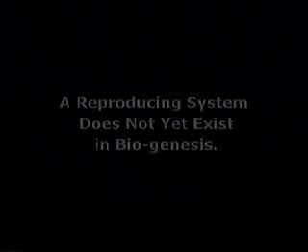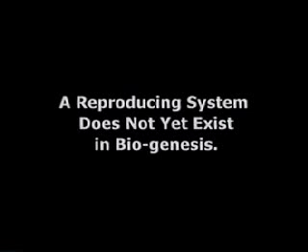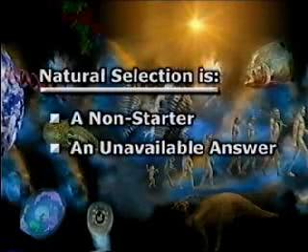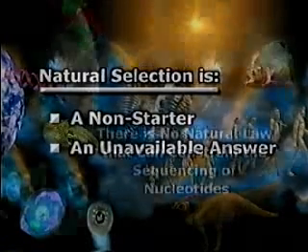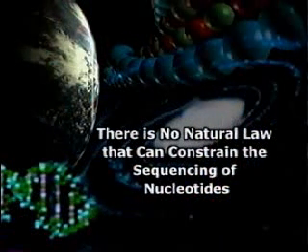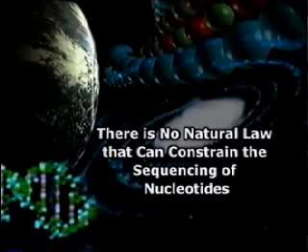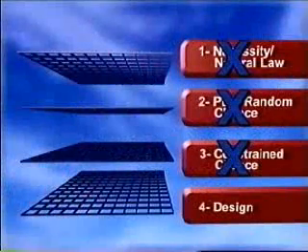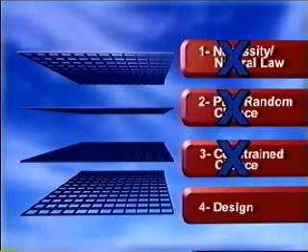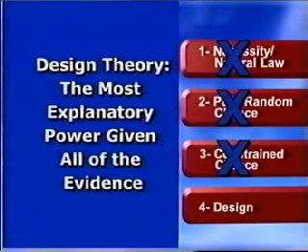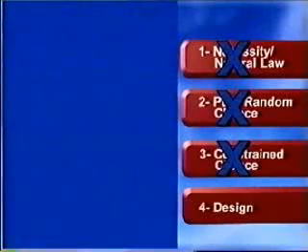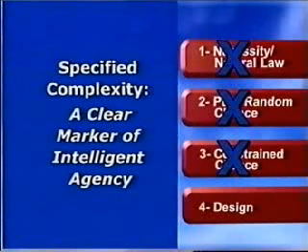At this point in biogenesis, a reproducing system doesn't exist. Natural selection is therefore a non-starter and an unavailable answer. There is no natural law that can constrain the informational sequencing of nucleotides in biogenesis. Therefore, design theory comes across as the best hypothesis with the most explanatory power, taking all of the evidence. Specified complexity, a clear marker of intelligent agency.